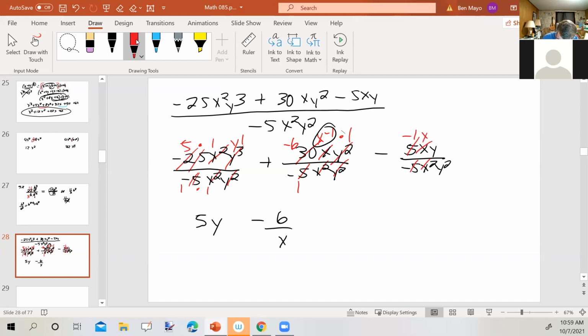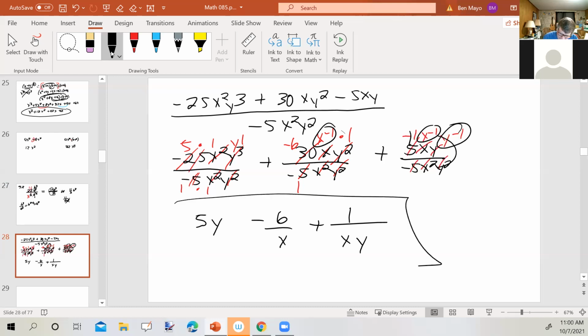And then finally, 5 over -5 is -1. X over x squared is x to the -1. Y over y squared is y to the -1. But I'm subtracting a negative, so that's going to be like adding a positive. That's going to go downstairs and become x to the positive 1 power. That's going to go downstairs and become y to the positive 1 power. Okay. So there's our final answer. Any questions there?